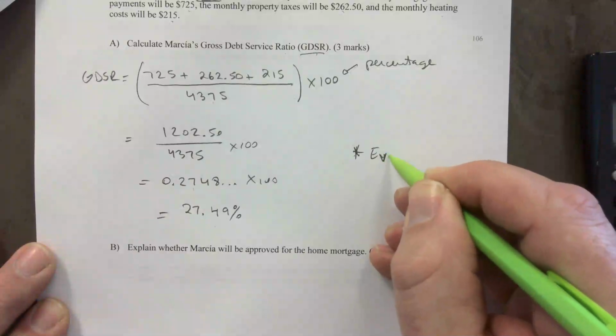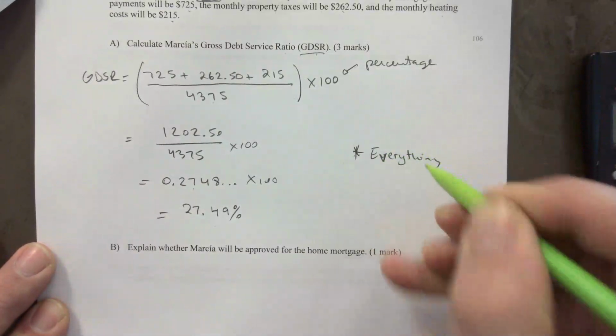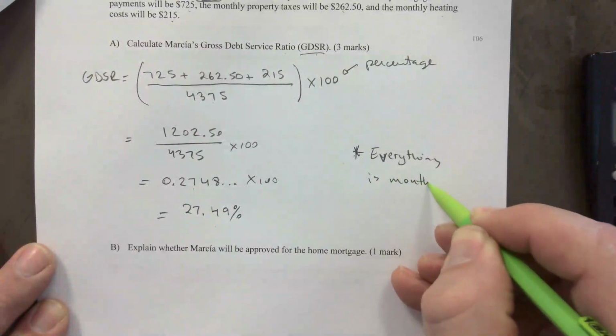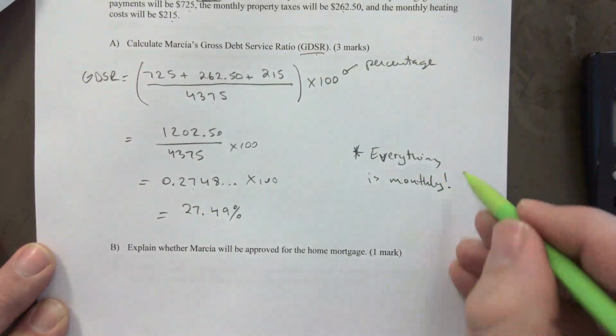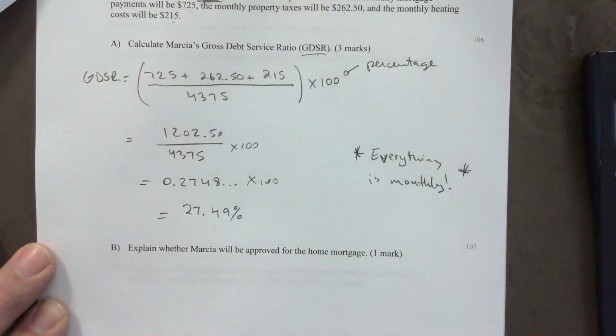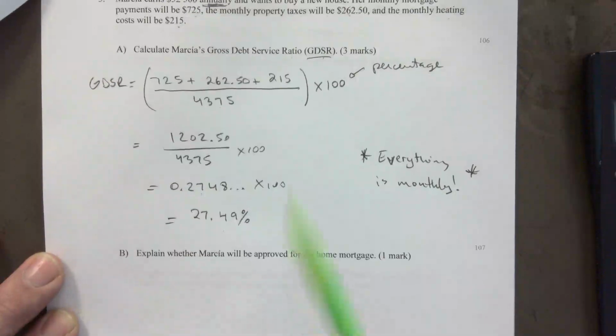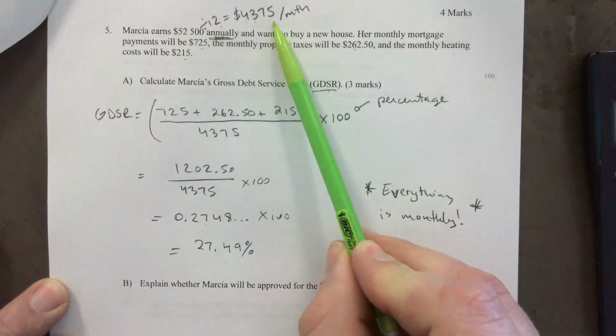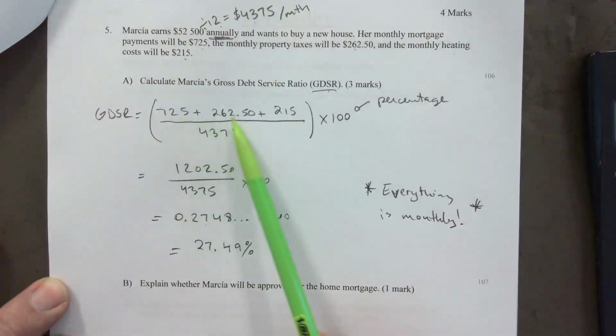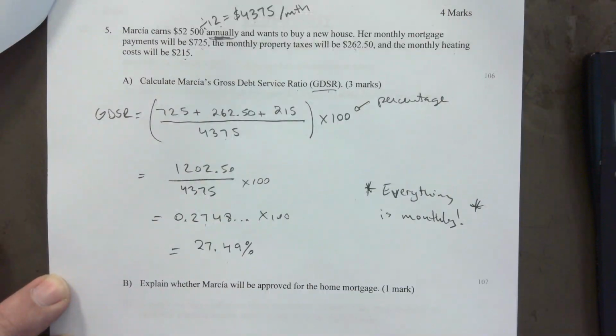Everything is monthly. Okay. Keep that in mind. That is the biggest thing, I can guarantee you. I can almost guarantee you that when there's a GDSR, they've almost always had a scenario where one of these will be annual amounts and you had to divide by 12, right, to get your monthly. It could be any of the top ones here. It could be your property tax, doesn't matter, divide it by 12, get it into a monthly amount, and you're good to go.